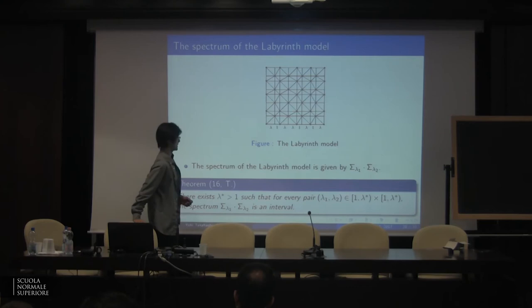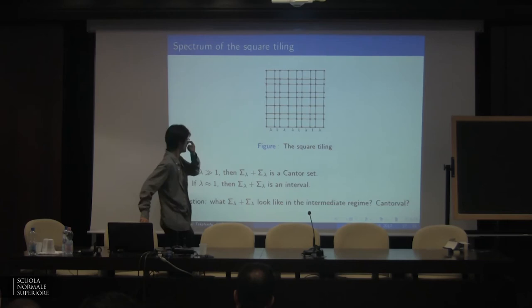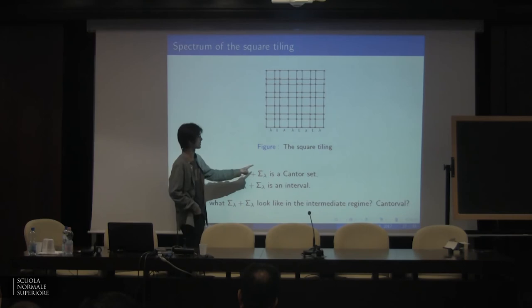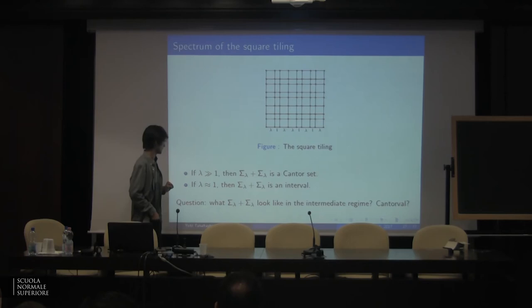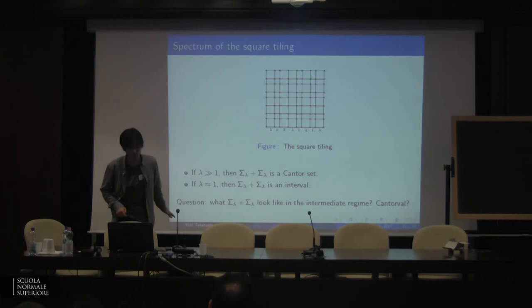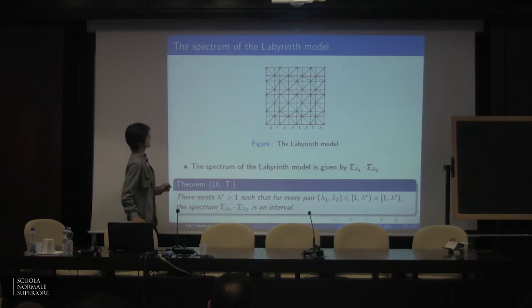So this is the square tiling. This is known. If lambda is really large, then the sum of two Cantor sets is again a Cantor set. If lambda is very close to 1, the sum of two Cantor sets, the spectrum, is again an interval. And this is about square tiling. And this problem, in the intermediate regime, nothing is known. It's completely open.